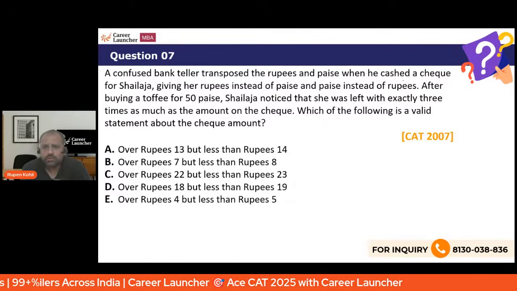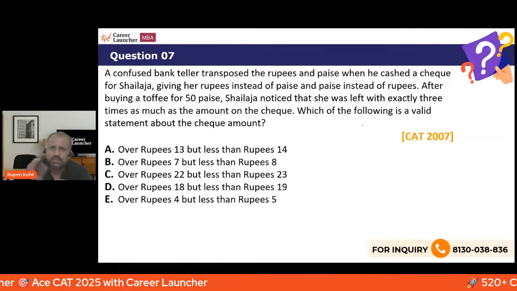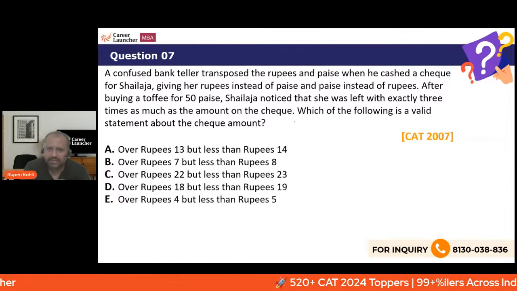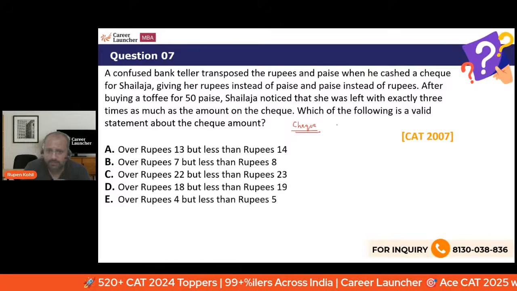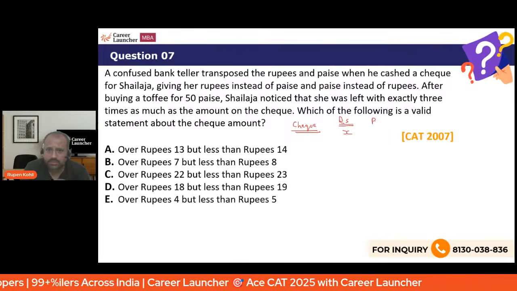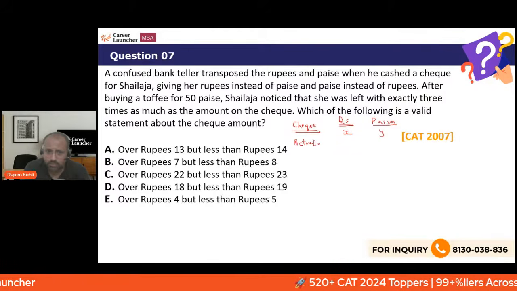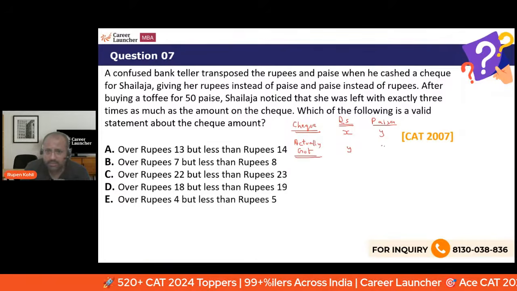To analyze, we need to take both rupee as well as paisa as variables for sure, right? So let's say the check read x rupees y paisa. Let's say the check stated that Shelja should get x rupees and y paisa. This was the intended amount the check read. But what she actually got is the transposed value of y rupees and x paisa.